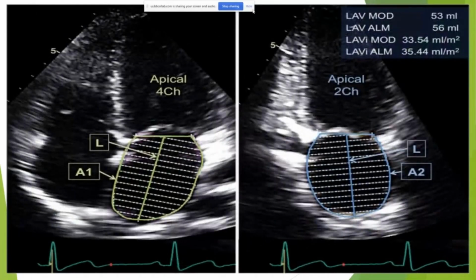Okay. So this is more of what it's going to look like in your actual machine. Again, you trace to get the LA volume, and then you get the length, and they use that for the LA volume index by using that along with the person's body surface area. So apical 4-chamber looks like this. Apical 2-chamber looks like this. Now, this video is going to talk about how to trace the LA volume, all right?